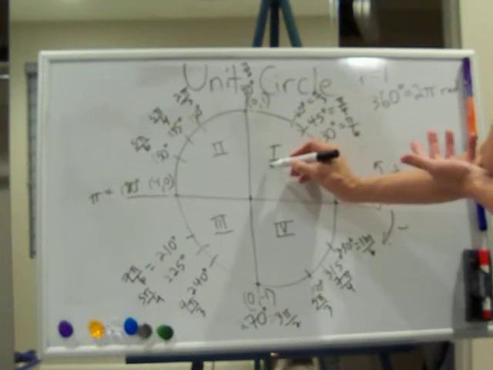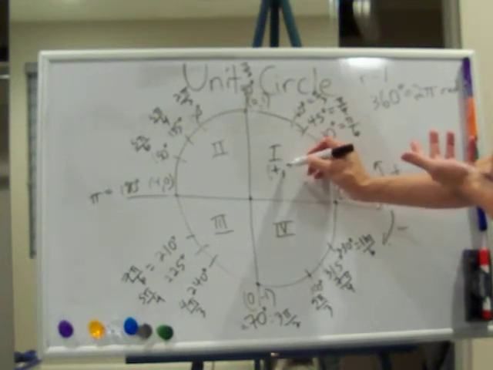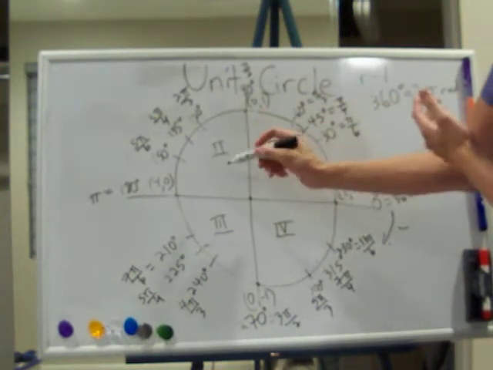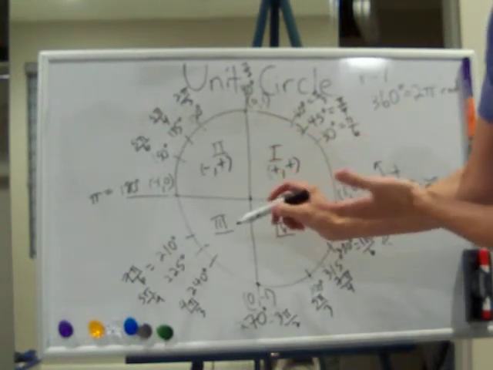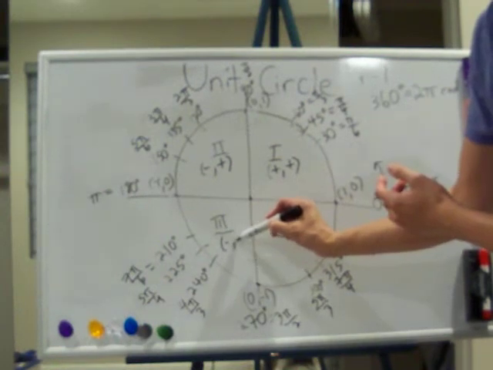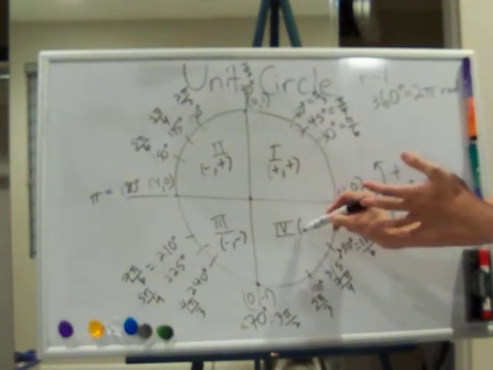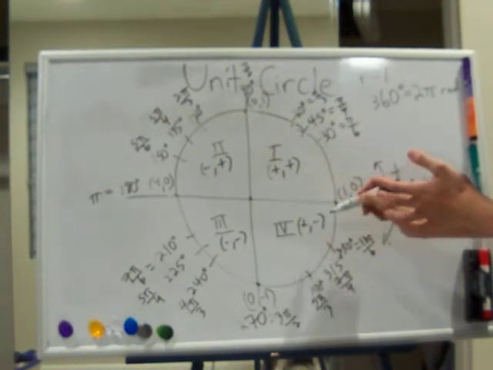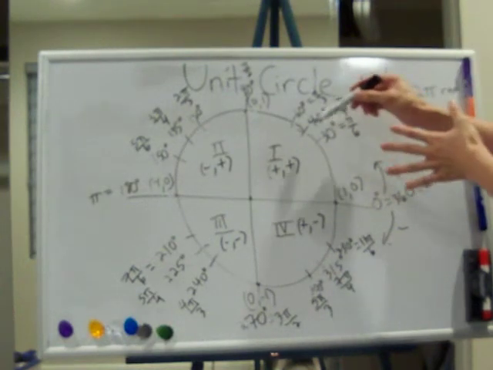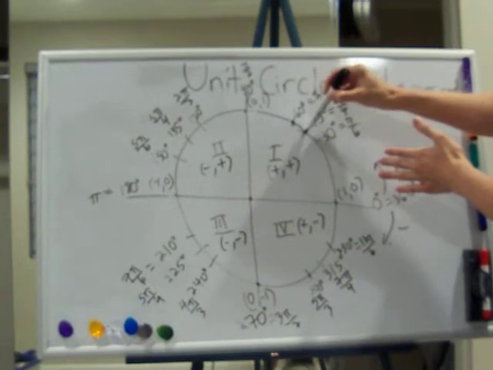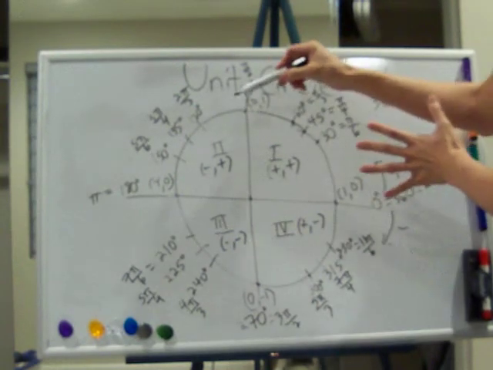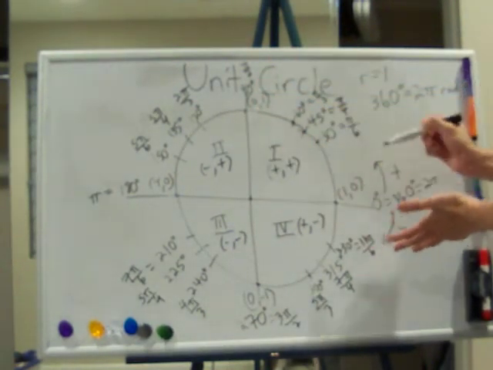In quadrant 1, the x is positive, and so is the y, positive, positive. In the second quadrant, the x is negative, and the y is positive. In the third, it's negative, negative. And in the fourth, it's positive, negative. So if you can remember the coordinates for these 3 points in quadrant 1, all you need to do is change the signs in quadrant 2, quadrant 3, quadrant 4, right?